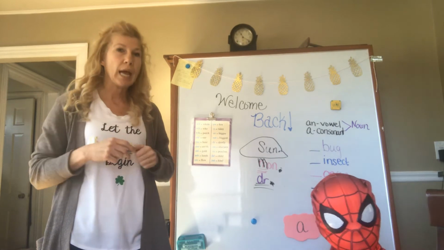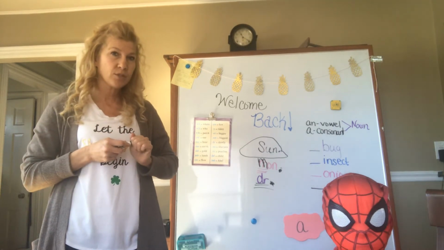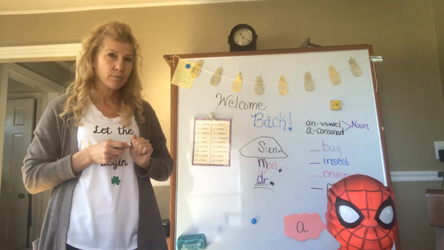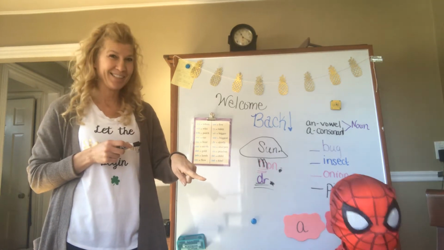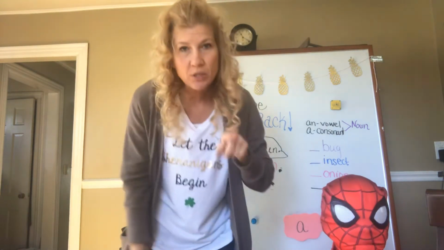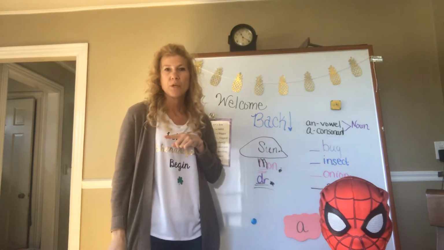Now, the next thing that I want to look at, we talked a little bit about last week when we were looking at nouns. Now, a noun is a person. Did you say person? Did you say place? And did you say thing? Spidey says thing. So a person, place, or thing. And that's what we're looking for in sentences.